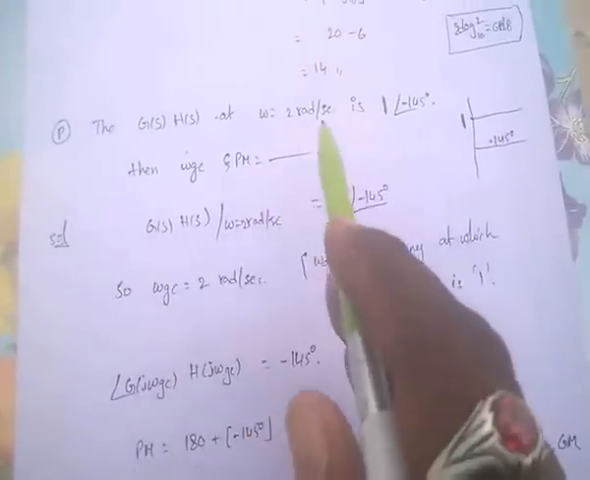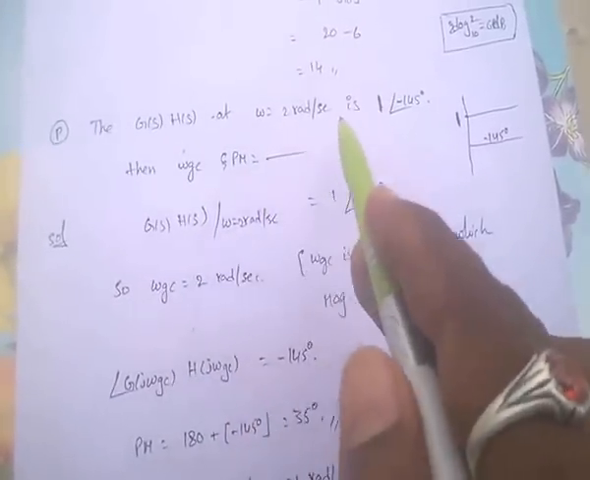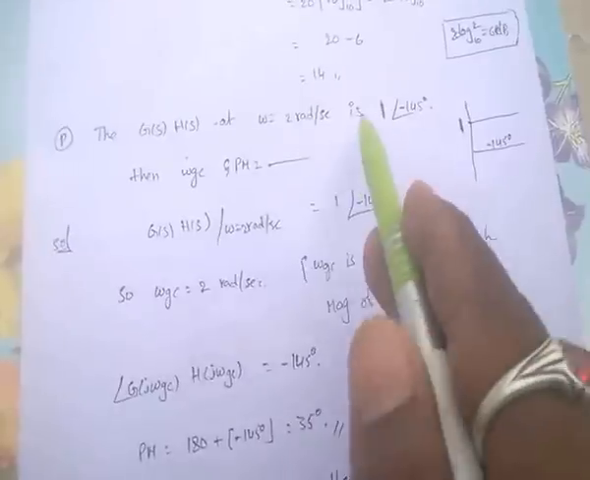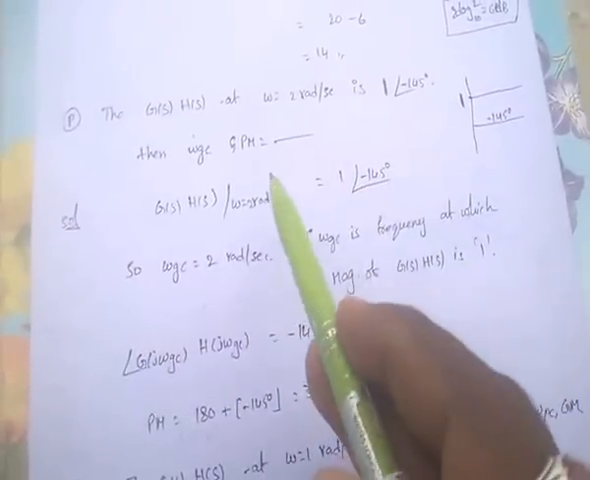Once again, omega gc is nothing but the frequency at which magnitude equals 1. Here, for 2 radians, the magnitude equals 1. So it is the gain crossover frequency.